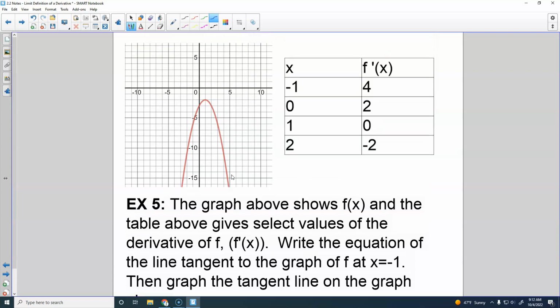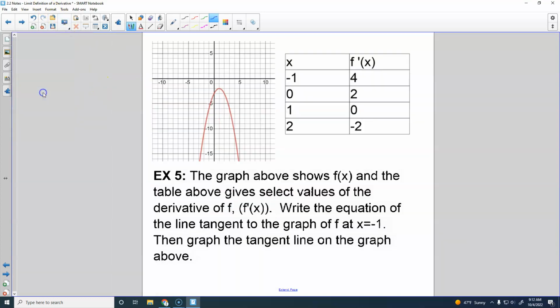So this problem really is going to be very little work, especially compared to what we just did on the last problem. But it's the same pieces of information that we need to know. We need to know the point, we need to know the slope, we need to put that into the equation of a line. Let's start with the point.